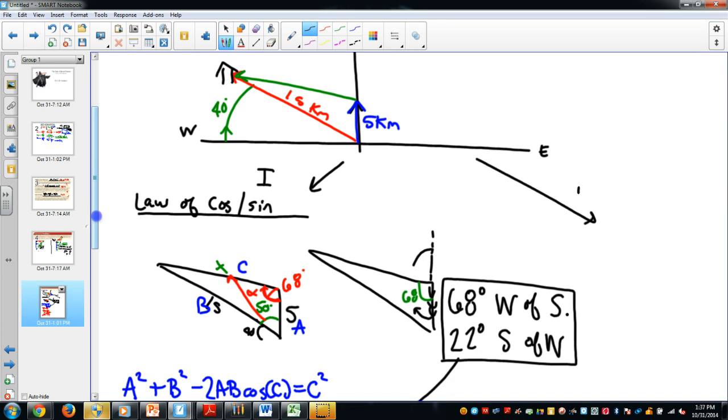Way number 2, that's called components of vectors.